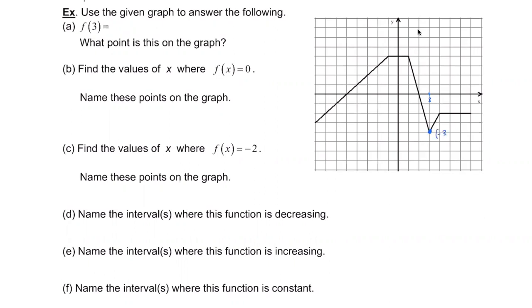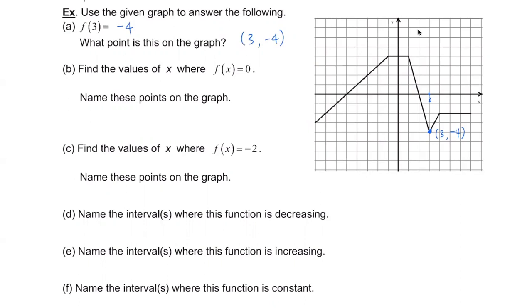So you can draw the point. You can write out the coordinate pair. You can say 3 comma -4, and that's why the function value is -4. So what point is it on the graph? 3 comma -4. Very straightforward.